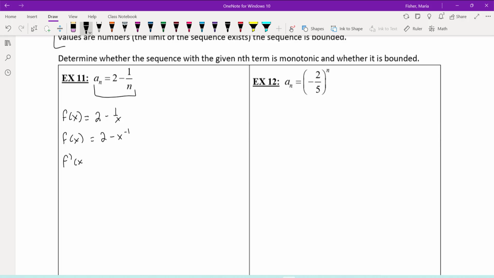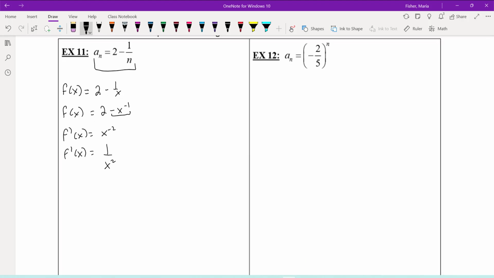Finding the derivative, I would end up with, well, the derivative of 2 is 0, and the derivative of negative x to the negative first would be positive 1 x to the negative second, or without a negative exponent, 1 over x squared. Well, look at this derivative. The number 1 is always positive.